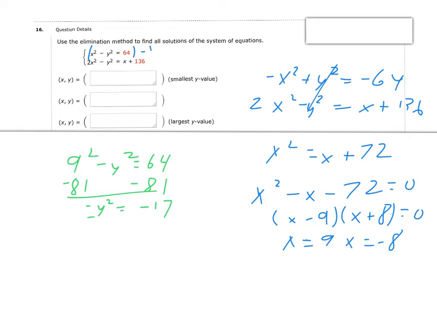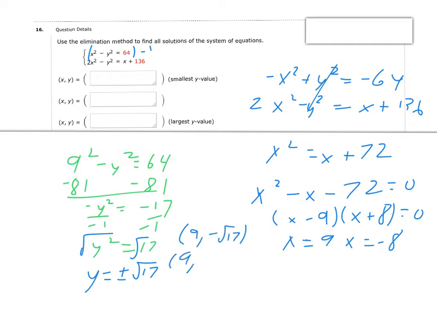And so then when I divide by -1, first I get y squared equals 17. And then I square root both sides. So y equals plus or minus radical 17. So that means that gave me a point at 9, -rad 17 and 9, rad 17. So 2 points came from that one. I'm thinking that that means the other one only gives me 1 point. Let's kind of see what happens here.